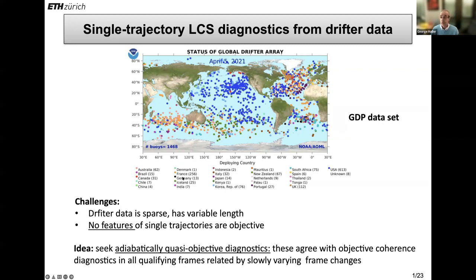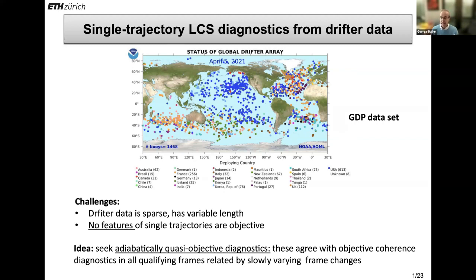That forced us to basically say, look, we just want to dip into this huge database and work with whatever we have. We probably have to give up objectivity as we know it in its classical sense. But can we at least weaken it, and still uphold some reasonable sense of objectivity, and then derive diagnostics from single trajectories that give us meaningful answers? So we settled on this term after some iterations. We call these diagnostics adiabatically quasi-objective. Wow, that's a lot of words, but we need all of them.